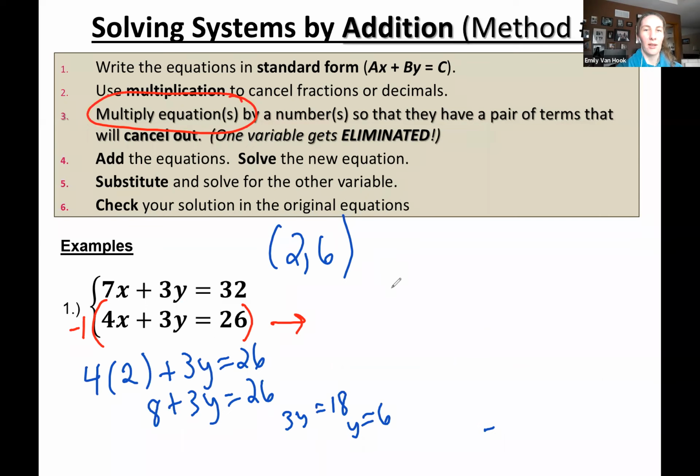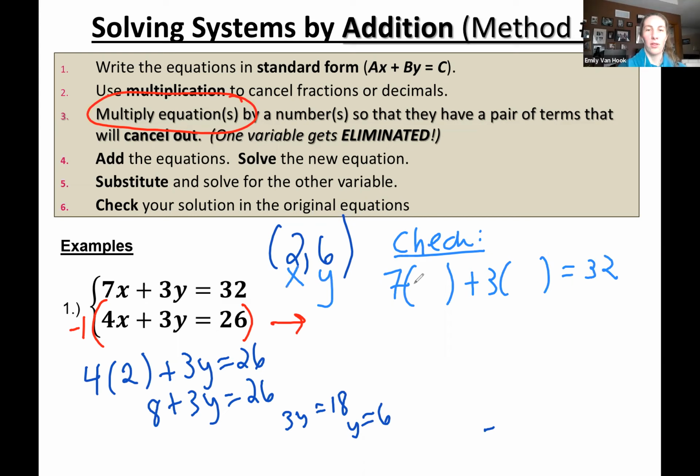So I'm checking. We're checking in the first equation. So 7x plus 3y equals 32. Replace x with 2 and y with 6 because those are the solutions that we got. And then we need to check and see if this is a true equation. 7 times 2 is 14. 3 times 6 is 18. 14 plus 18 is 32. Yes, it checks out. 32 equals 32. So that was an example of elimination. In that problem, we eliminated the y's.